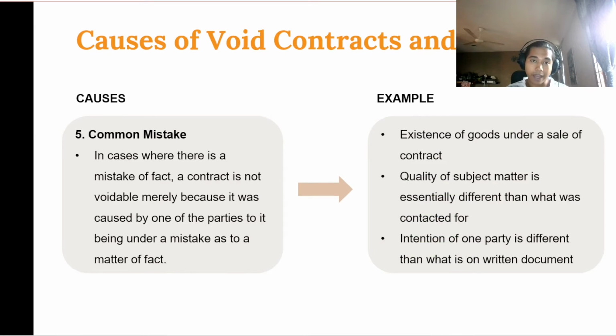Moving on to number 5, common mistake. In cases when there is a mistake of fact, a contract is not voidable merely because it was caused by one of the parties to it being under a mistake as a matter of fact. Examples of common mistake would be existence of goods under a sale of contract, quality of the subject matter is essentially different than what was contracted for, and the intention of one party is different than what it is on the written document.